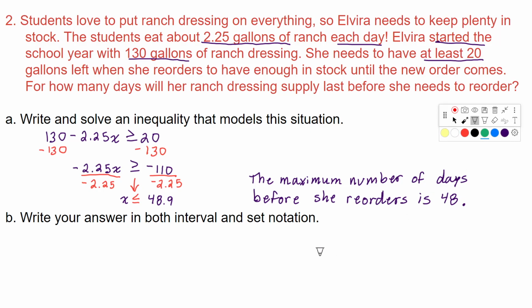I'm going to do my interval and set notation very similar to what we had before. Because the maximum is 48 and we can't have negative time, my interval is going to start at 0. And we said the maximum is 48. Set notation, fancy bracket, x, vertical bar, 0 is less than or equal to x is less than or equal to 48. So we use the same numbers in our notations.